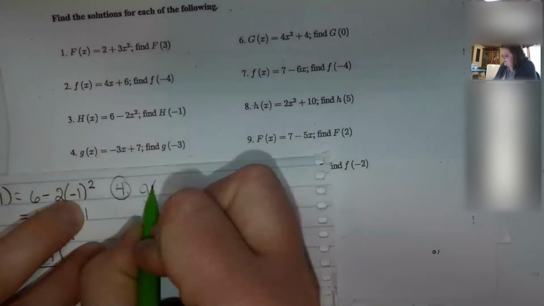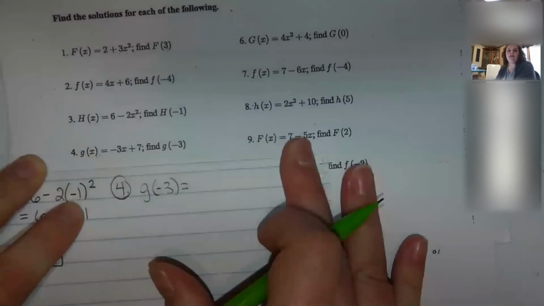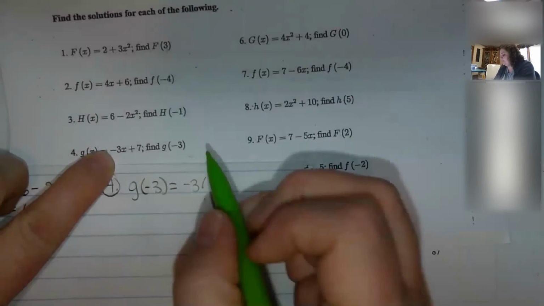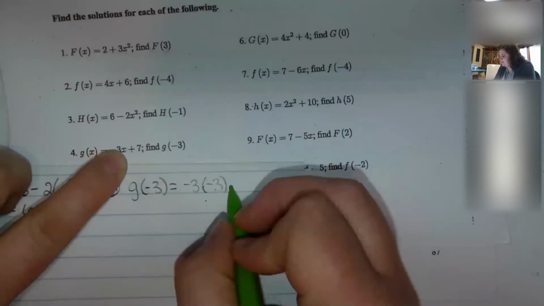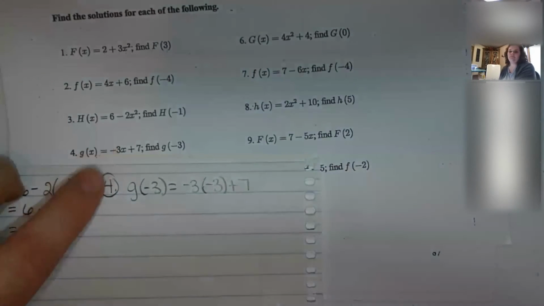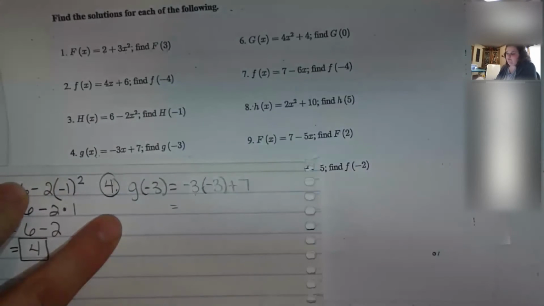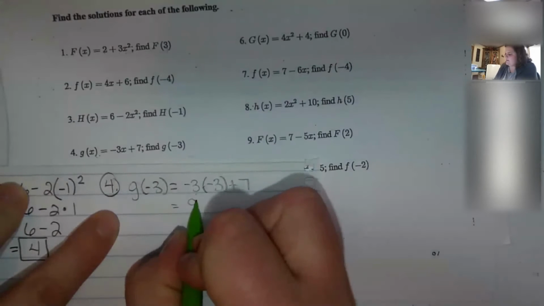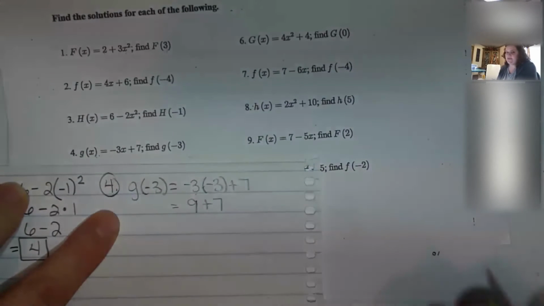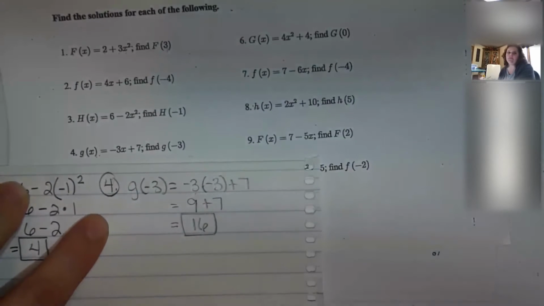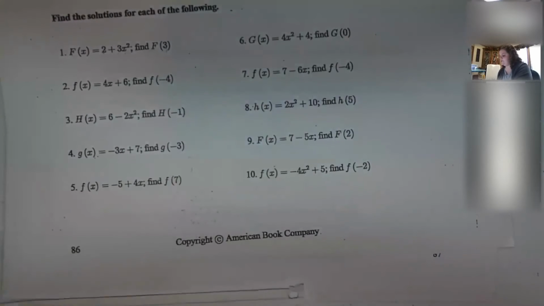It says g of negative 3. So every time I see an x, I'm going to put in that negative 3. So I have negative 3 parenthesis, then a negative 3 plus 7. Negative 3, I have multiplying and adding, so I'm going to do the multiplying first. So negative 3 times a negative 3 is a positive 9 plus 7. 9 plus 7 is 16. Okay, so that should explain how you're going to do page 86.